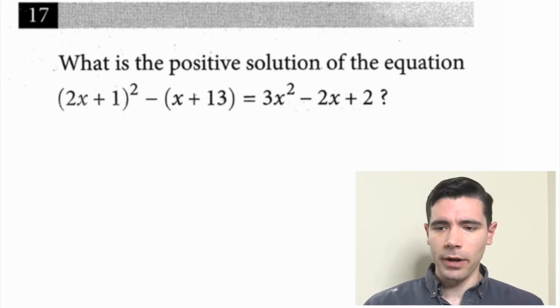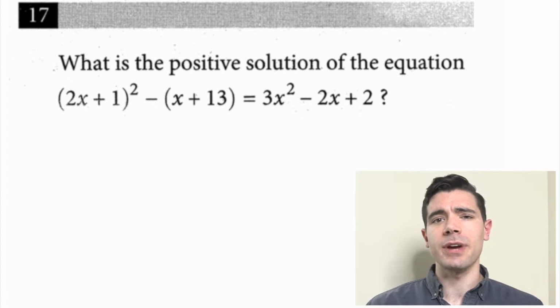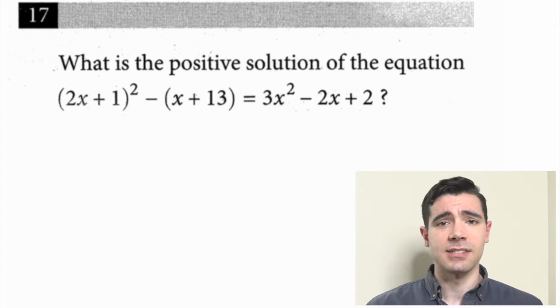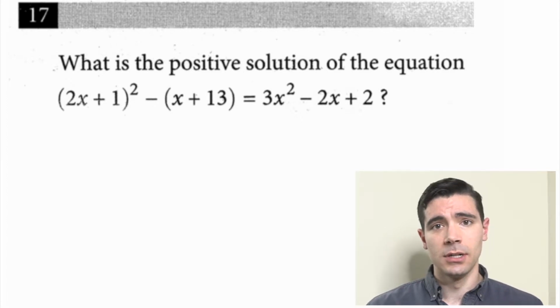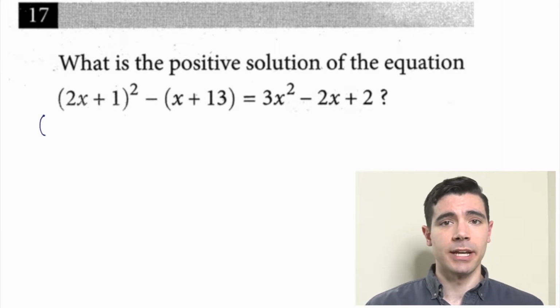It reads, what is the positive solution of the equation quantity 2x plus 1 squared minus quantity x plus 13 equals 3x squared minus 2x plus 2? Ugh. Seems like it's algebra time. Now generally, I know that my strategy is going to be to combine like terms and set one side of this equation equal to 0. And then do some factoring and all that jazz. Well, let's start it up.